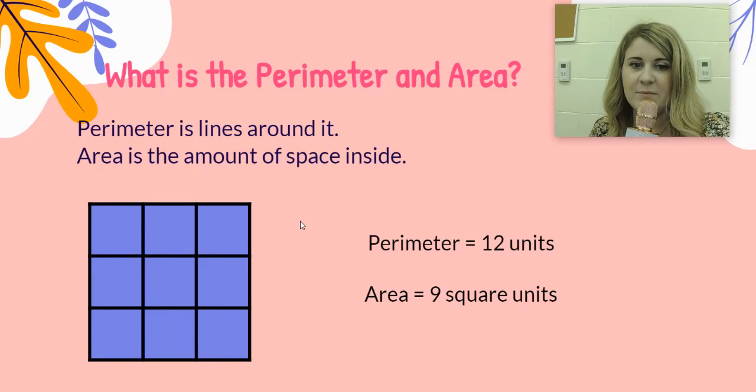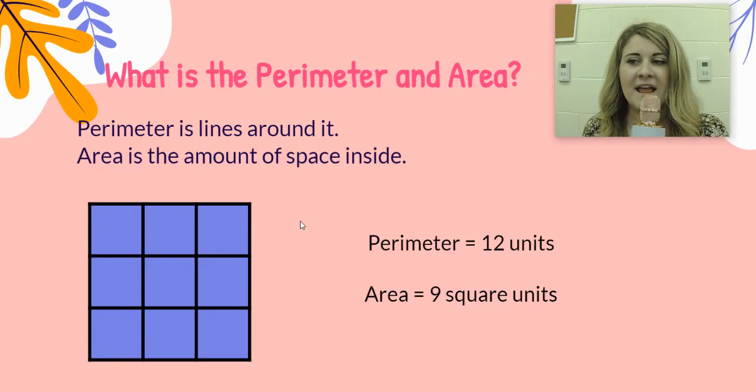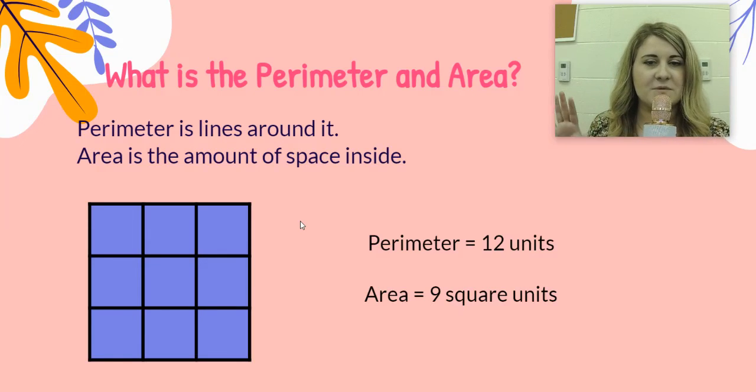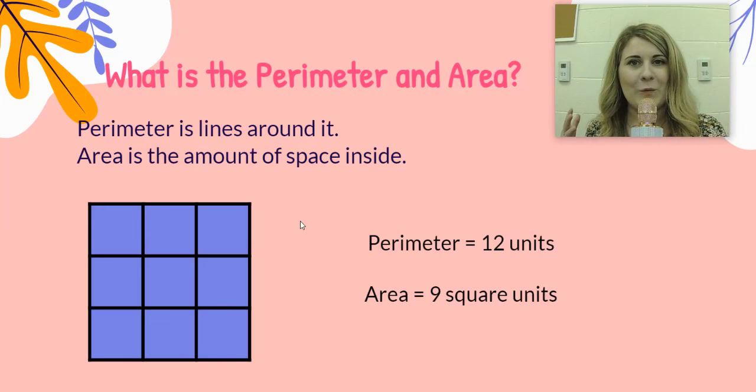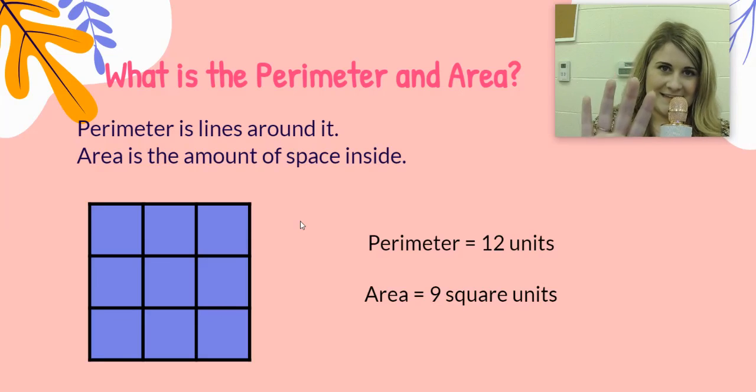That is the difference. Perimeter goes around. Area is the space inside. All right. I hope that this explains the difference between perimeter and area. This is something you're going to learn more about as we get older. There are formulas for this, but for right now, we just need to know that perimeter goes around the shape and area is the inside of the shape, okay?